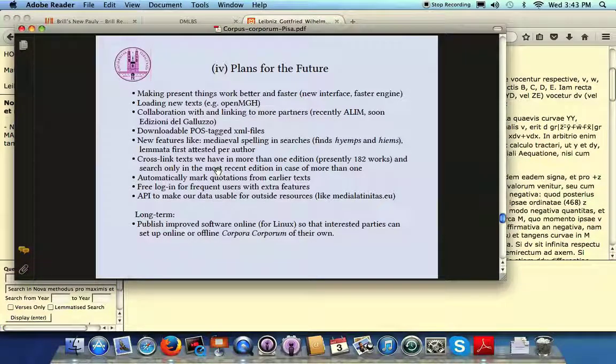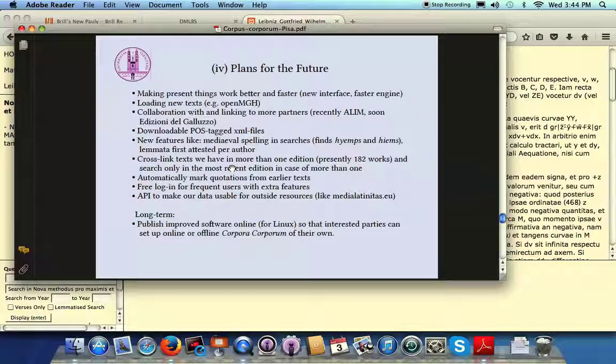Good, let's have a quick look at what we're planning for the future. You've already seen that two of the things that are necessary to do in the future is that it has to become faster, at least some of the searches, and also the entire interface should become faster. If many people are online, it can get rather slow. And there are mistakes, especially mistakes in the dating of texts, as the example I've showed you with the last example.